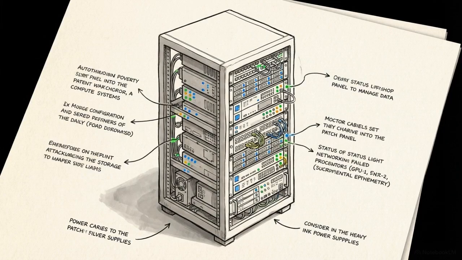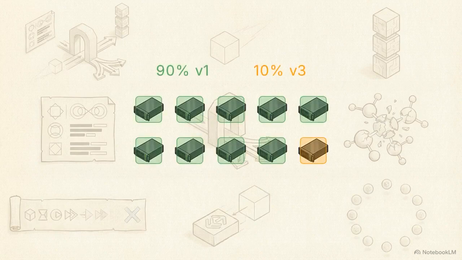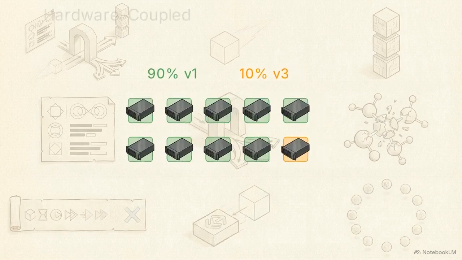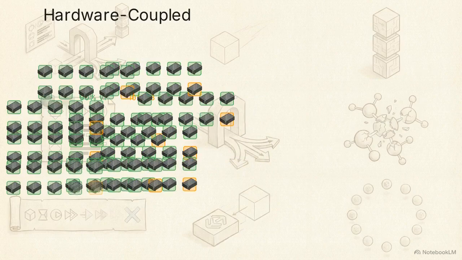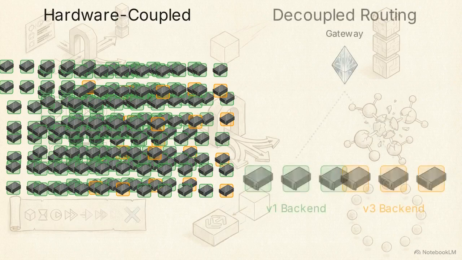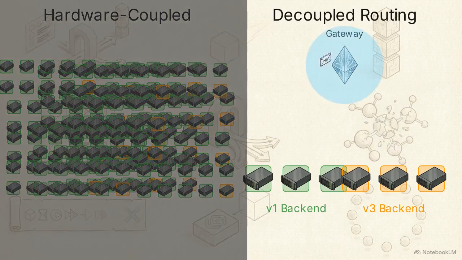The legacy approach relies on physical hardware provisioning. In a standard Kubernetes environment, achieving a 90-10 traffic split requires deploying exactly 9 v1 pods and 1 v3 pod. This model couples routing directly to infrastructure hardware. It is highly fragile and mathematically prevents granular traffic control unless you provision massive, unnecessary server arrays. Deployment safety is achieved by severing the link between incoming network requests and physical backend scaling.